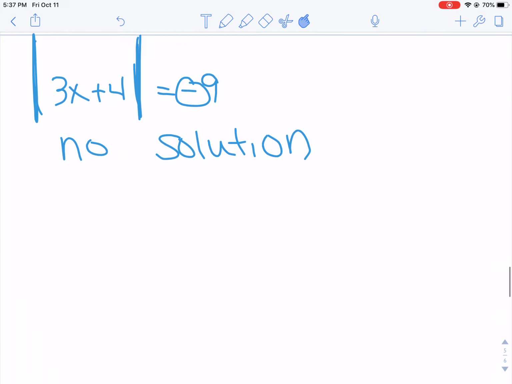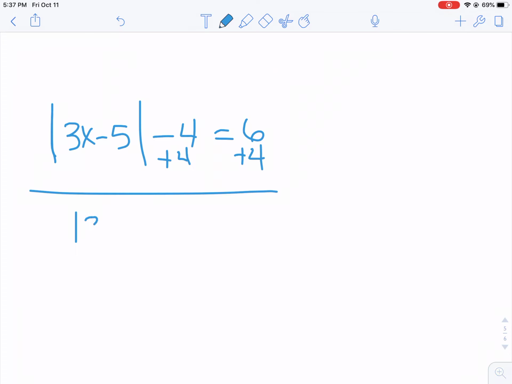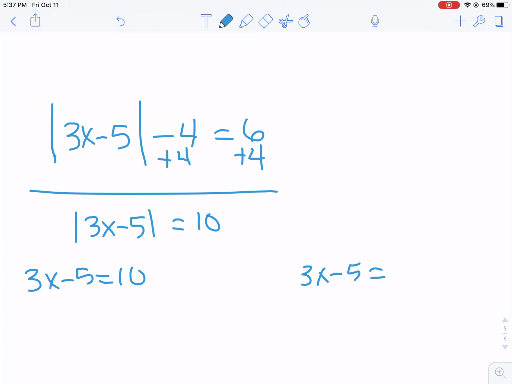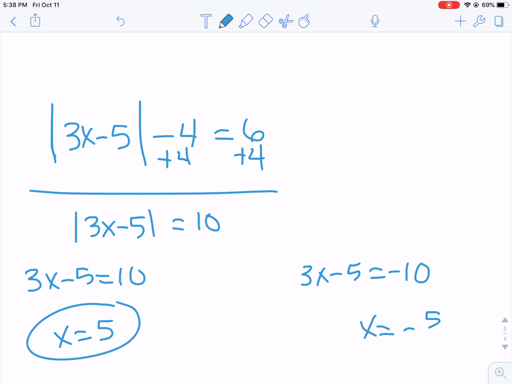And then we did one more example, and the example was the absolute value of 3x minus 5, minus 4 equals 6. When you do these, you have to isolate your absolute value first and foremost. So you add 4 to both sides. That gives you the absolute value of 3x minus 5 equals 10. Now you set up your two cases. So 3x minus 5 equals 10, and 3x minus 5 equals negative 10. If you solve this side, you get x equals 5, and if you solve this side, you get x equals negative 5/3.